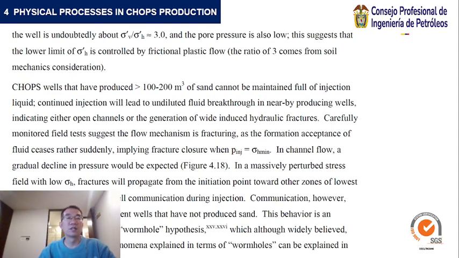The well is undoubtedly about equal to 3 and the pore pressure is also low. This suggests that the lower limit is controlled by frictional plastic flow. The residue of 3 comes from soil mechanics consideration.